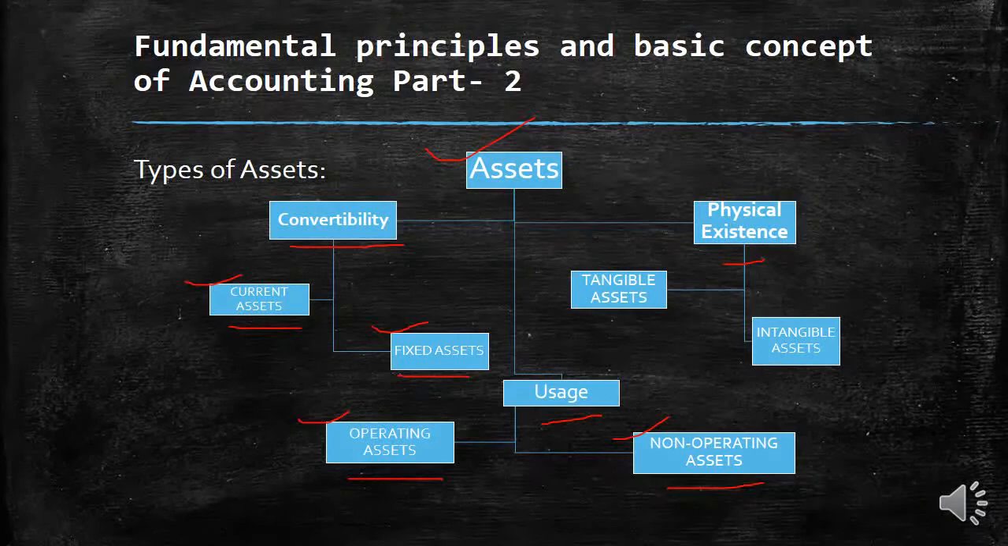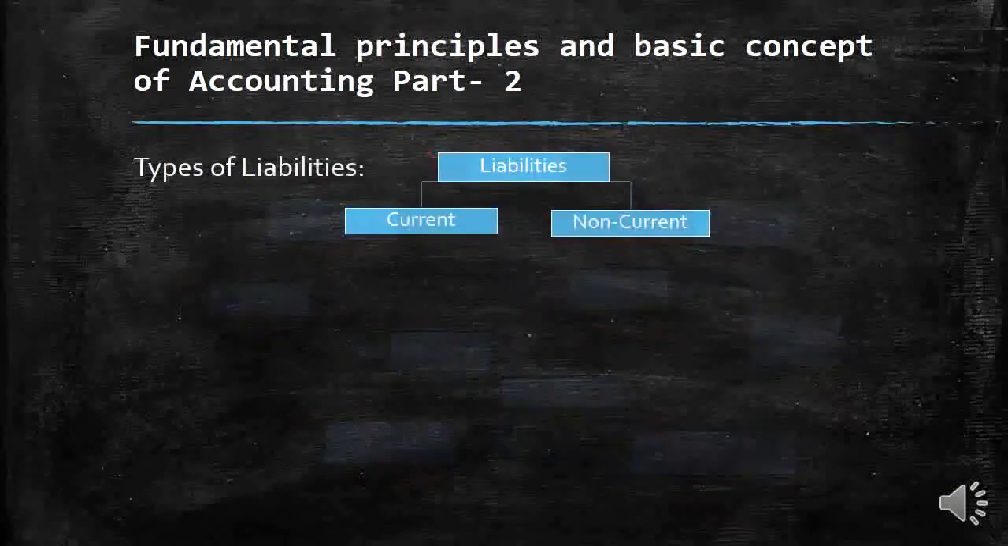Okay. Then based on physical existence, the assets can be divided into two types. They are tangible assets and intangible assets. So what are tangible assets? Those assets which we can touch physically or we can feel them, we can see them. And intangible assets are those which are not physical, meaning they exist but not in the physical world. I'll give the examples later. Let's go to the next slide.